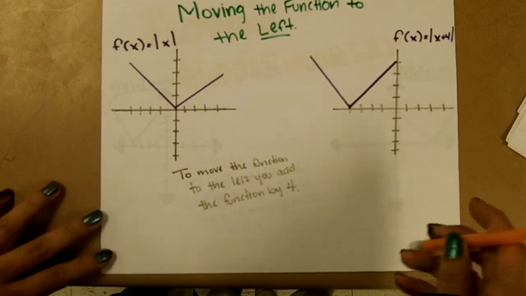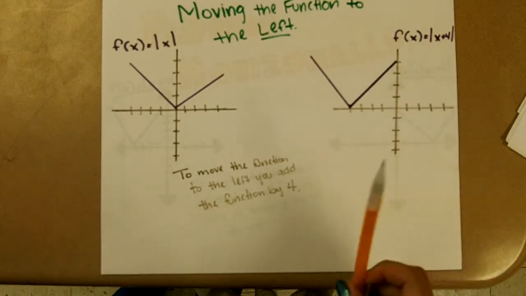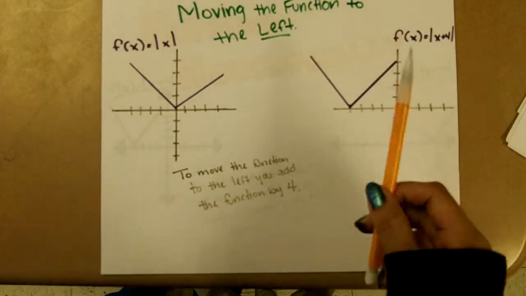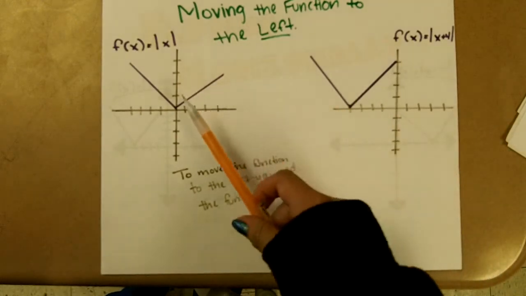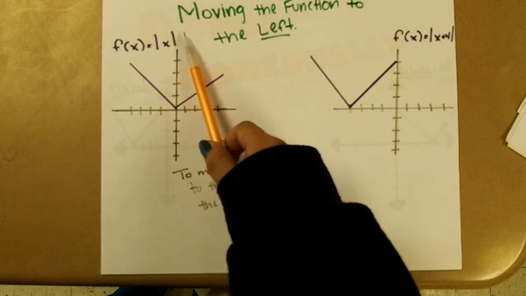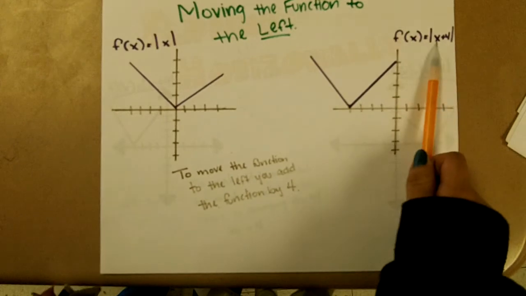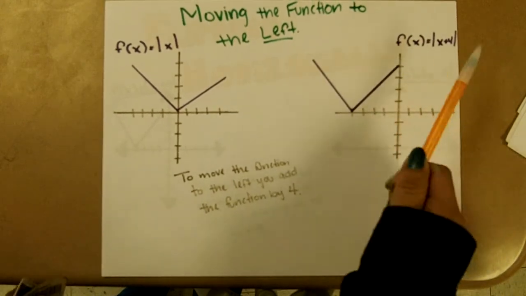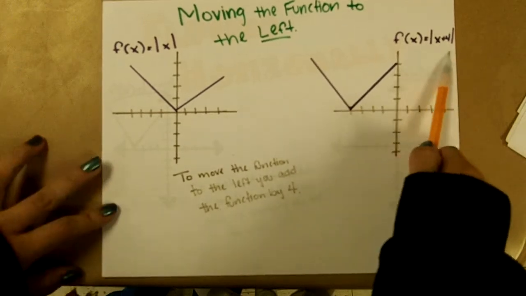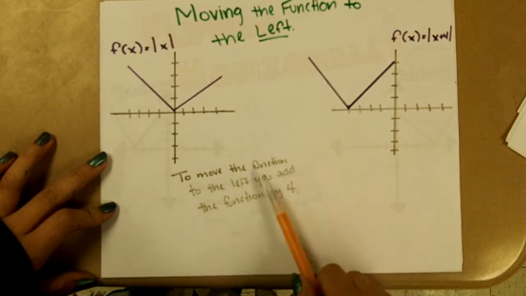Moving the function to the left. To move the function to the left, all you pretty much have to do is add 4 to it. But how? Well, you have to do it outside or inside. When I tried, I found out you had to do the function of x equals the absolute value of x plus 4, as you see here. And it made me move 4 places to the left, as you see.